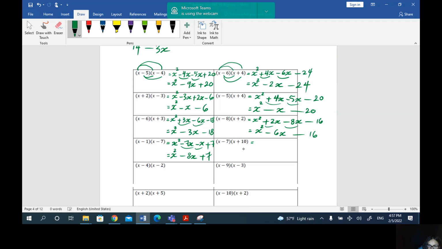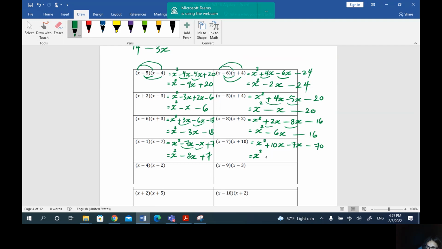Let's do the exact same thing here. X times x, x squared. X times 10, plus 10x. Minus 7 times x, minus 7x. Minus 7 times 10 is minus 70. Let's collect like terms. X squared, there is no like term to x squared, so it will come down as is.